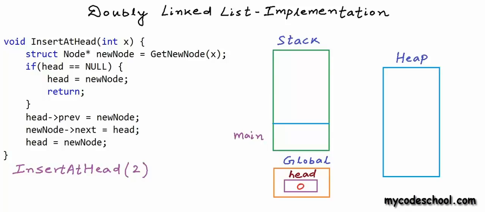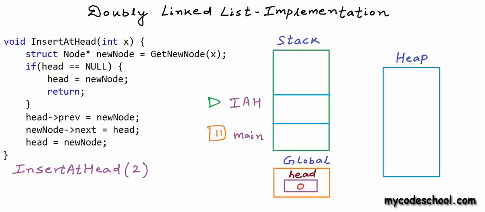And all the local variables of that function live inside its stack frame. When function call execution finishes, the stack frame is reclaimed. When main makes a call to insert at head, the execution of main will pause at the line where it's making a call. A stack frame will be allocated for execution of insert at head.